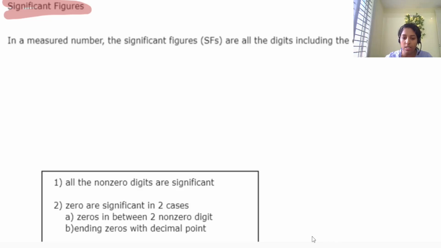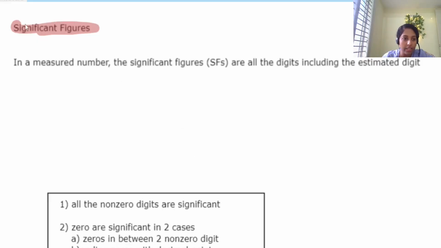So do you know what significant figures are? Yes, significant figures are the digits in a number that contribute to its accuracy and precision. They indicate the number of digits that are reliably known, including the last digit, which is uncertain but still significant. You may not have gotten the idea. So in a simple way, we can say significant figures are, in a measured number, all digits including estimated digits. So what does it mean?